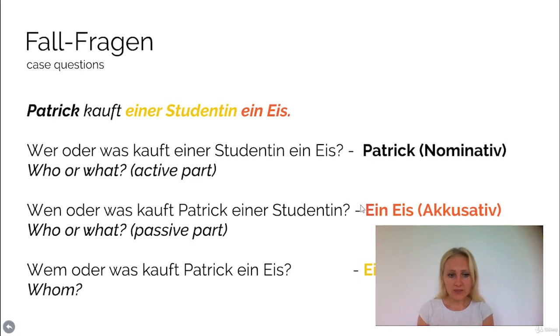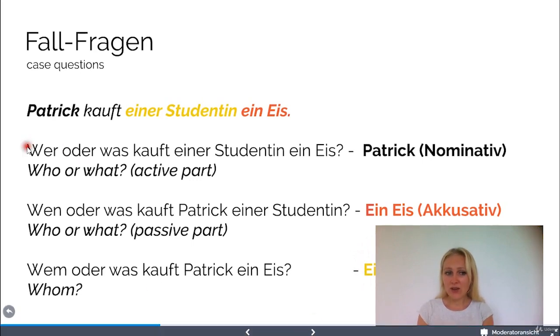Whatever you buy, the object that you buy, always needs to be put in the accusative case. The next case question is the dative case question, and it is wem oder was kauft Patrick ein Eis? It means whom or to whom. Okay, so to whom is he buying an ice cream? The answer is einer Studentin. So einer Studentin is the one who receives the ice cream. He's buying it to her or for her. Right? Whom is he buying an ice cream? Einer Studentin. So Studentin here is the dative object. And if you remember, the indefinite article for female nouns is einer in the dative case.